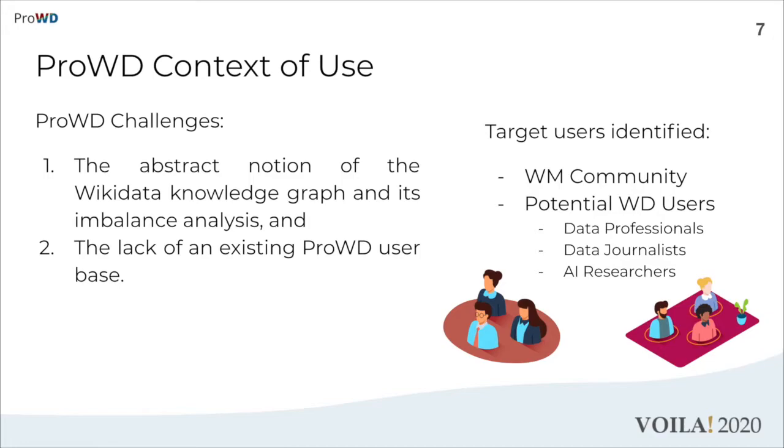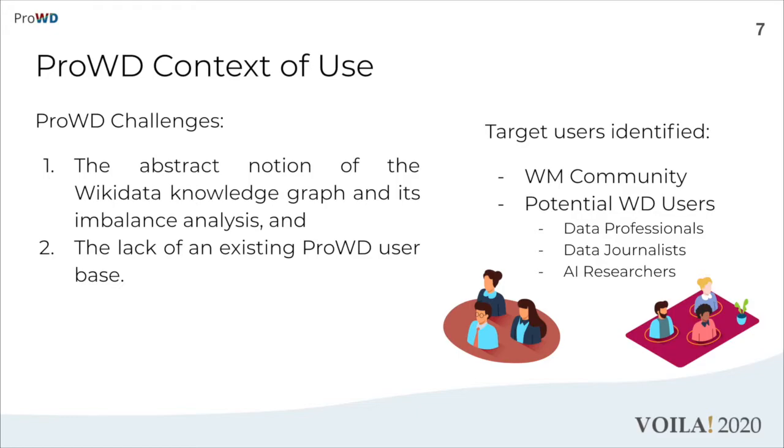So in this segment of the research, we held meetings with the Wikimedia community who reside in Jakarta. We also participated in a forum in Wikidata to propose the idea of Proud, and we also held discussions amongst the creators of Proud. From those discussions, we formulated that there are two main challenges in developing Proud. One, that it surrounds an abstract concept, which is the Wikidata knowledge graph, and an even more abstract concept, which is the imbalance analysis of said knowledge graph.